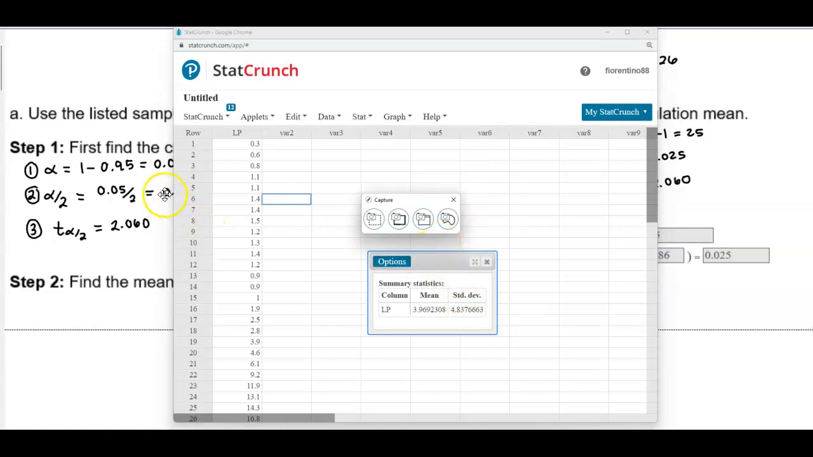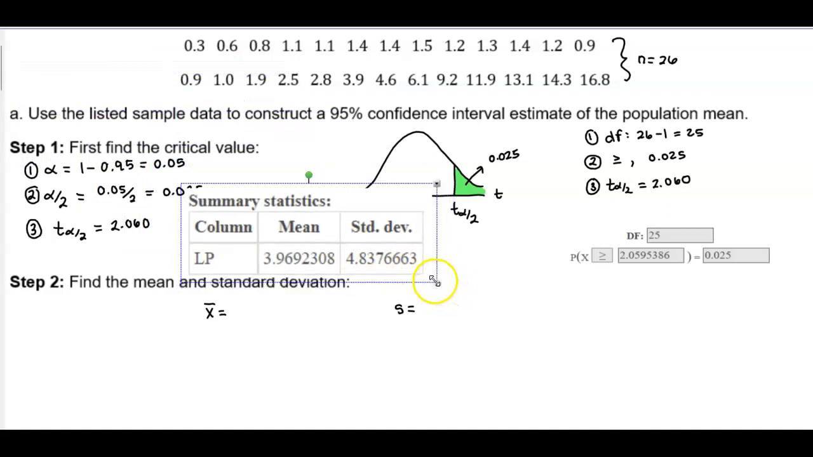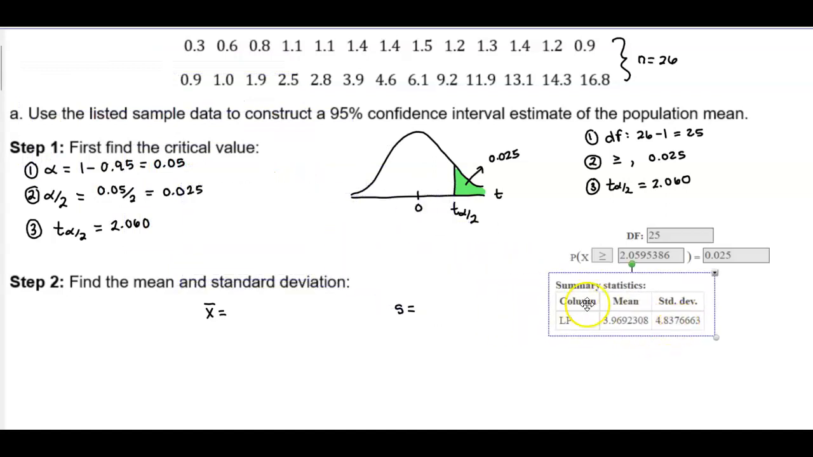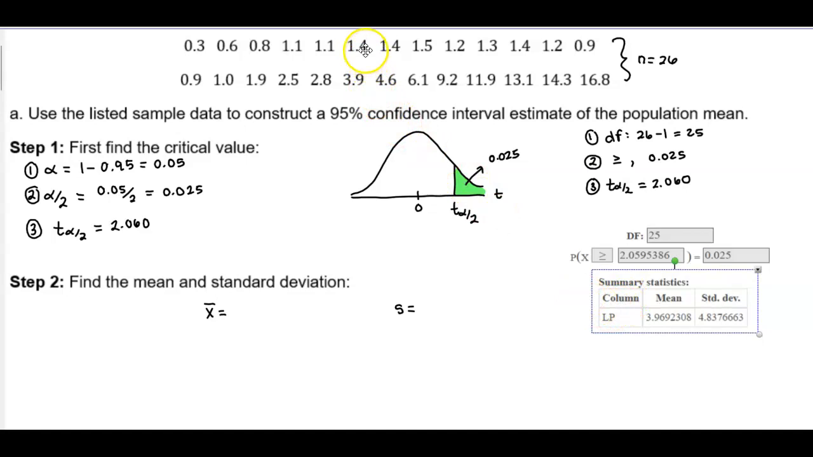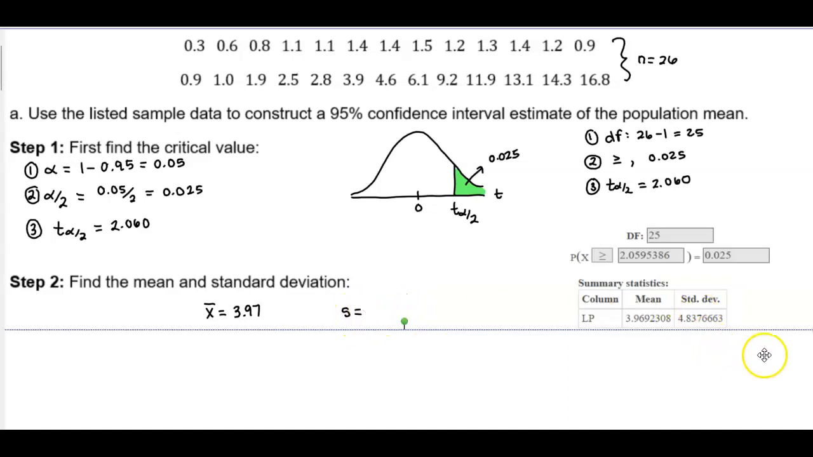So let's take a look at the values that we got from StatCrunch. Okay, so I know that in our problem here, we go to 1 decimal place, so we're going to go 1 more for the mean. So we're going to put 3.97. But as far as the standard deviation is concerned, I'm going to round that to 6 decimal places just because it always gives me a better number. And I think it's just important to do that like we've done in the past. So we're going to put the standard deviation to be 4.837666.